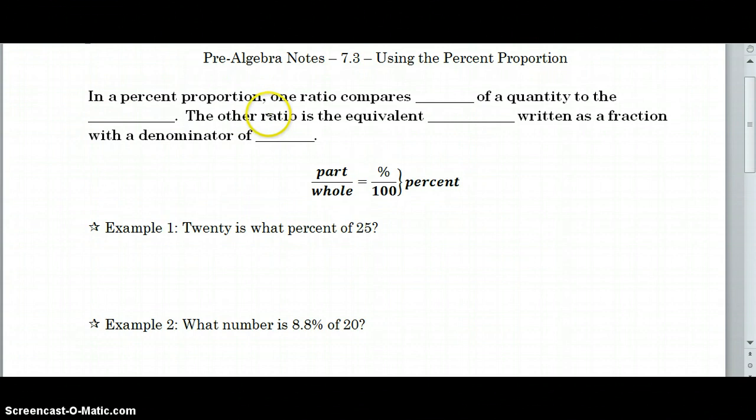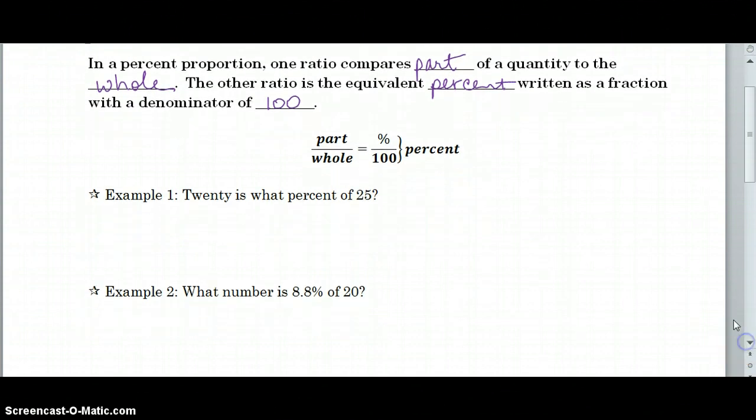In a percent proportion, one ratio compares part of a quantity to its whole. The other ratio is going to be the equivalent percent, written of course as a fraction with a denominator of 100. The whole is 100%, and we talk about what part of 100 when we talk about percent. So we're comparing part to whole of two other quantities and then part to whole of the percent. Let me show you how we're going to use this proportion.